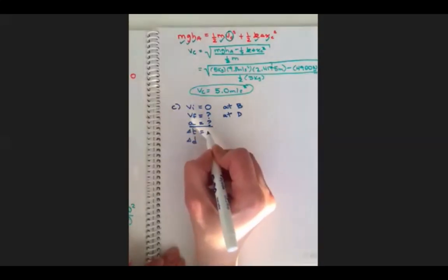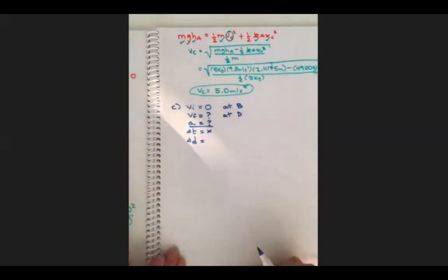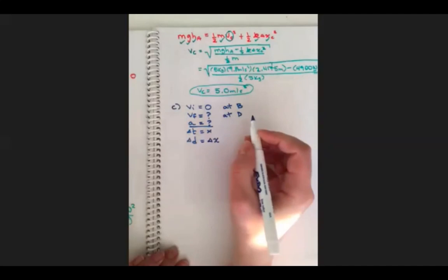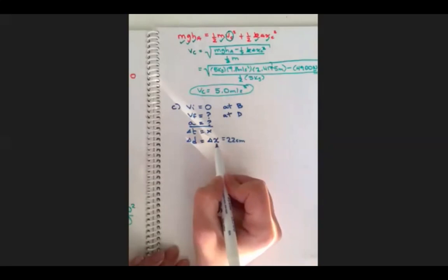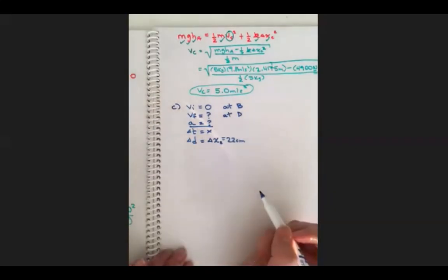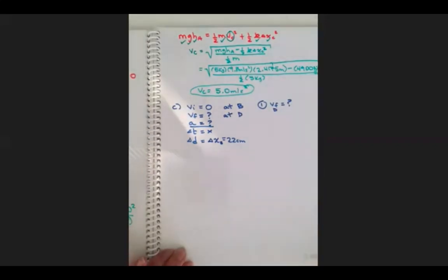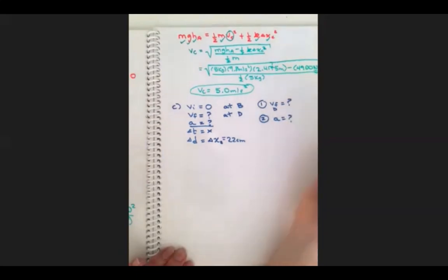We don't know time. Displacement. Do we know displacement? From B to D, that would be delta x, which is 22 centimeters, because we're comparing maximum compression to point D, which is equilibrium. So this is really delta x at B. So our first step is to solve for Vf, which is at point D. And then our second step is going to be solving for a, our maximum acceleration.